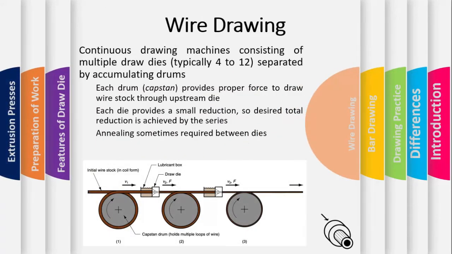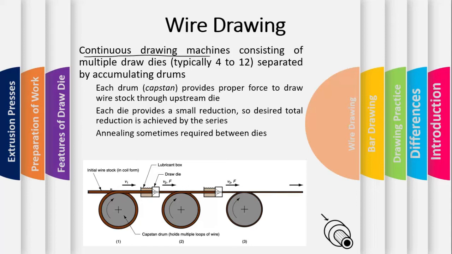If you see wire drawing, it has a slight change. Bar drawing was a single draft operation, only performed in a single go, while wire drawing is a continuous drawing operation. We have a long stock of wire that is being continuously deformed in the drawing operation, so that is called continuous drawing. It is performed continuously, consisting of multiple draw dies. So we don't have a single die like in the case of bar drawing.